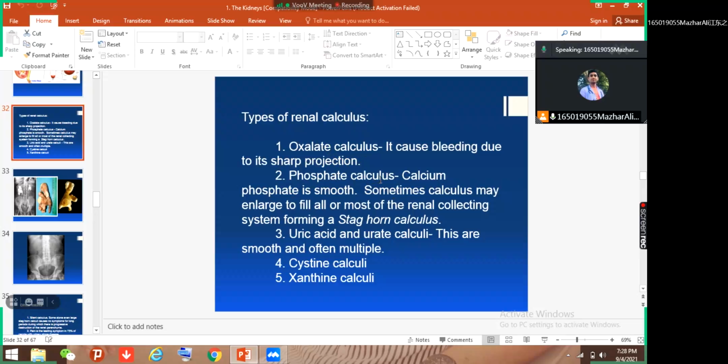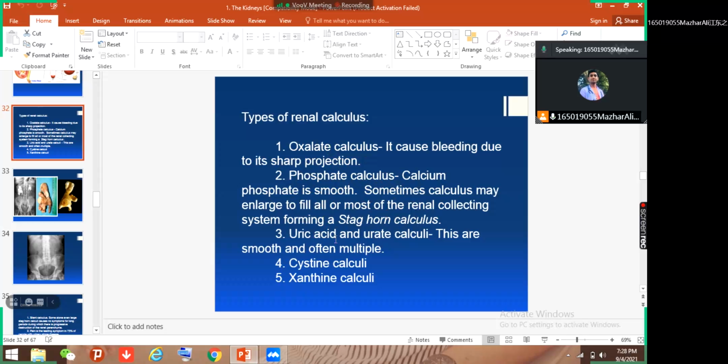Then phosphate calculus. What is the phosphate calculus? Calcium phosphate is smooth, and its formation is due to phosphate. The stone that forms due to phosphate is the staghorn calculus. This is formed in the renal collecting system.